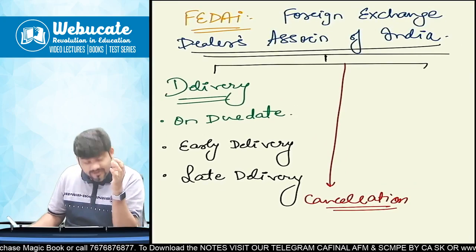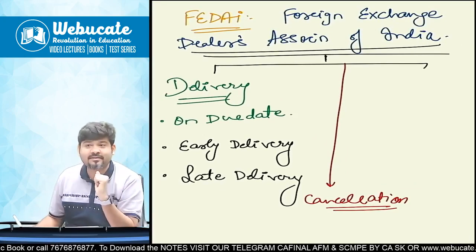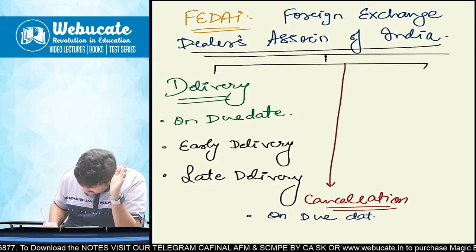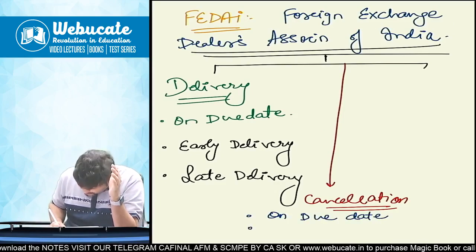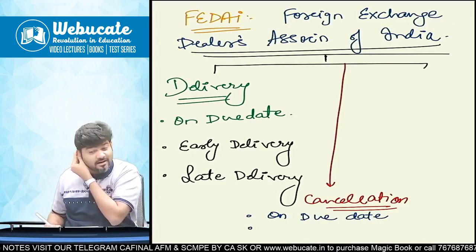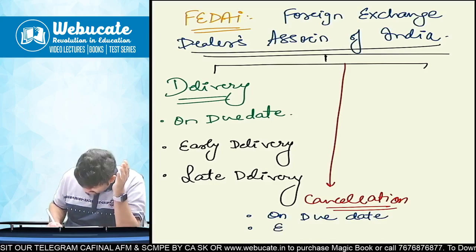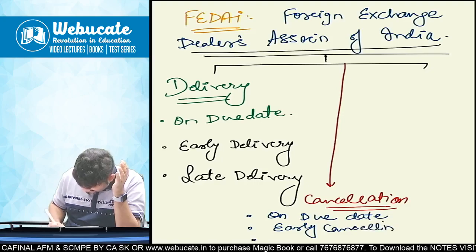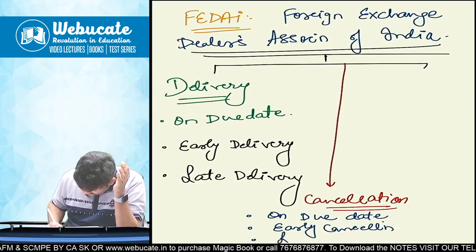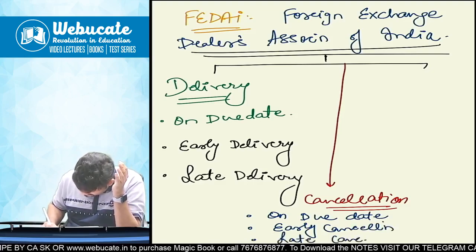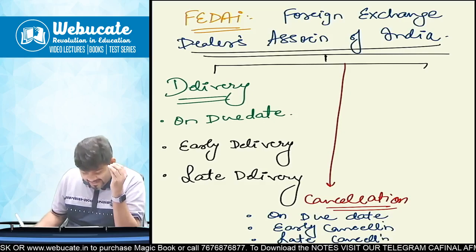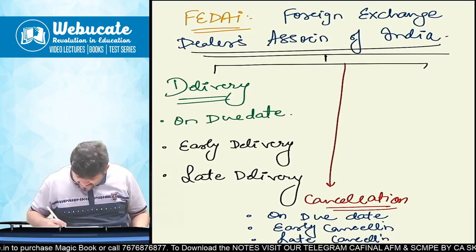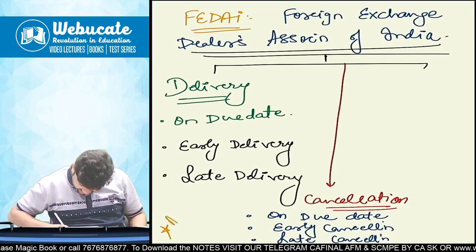Even in cancellation of contracts, there are going to be possibilities. I come on the due date and say, okay, let's cancel the contract. That is called cancellation on due date. Then there is a possibility that we may say, let's cancel it early. That becomes early cancellation. Then there can be late cancellation. And then there is one more, a unique concept called automatic cancellation. That is a unique concept, so let us write it uniquely.